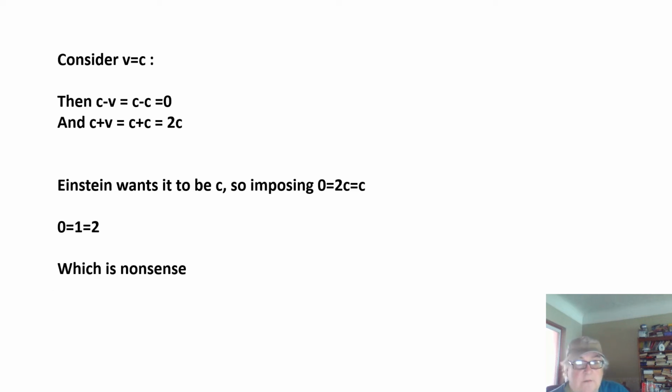So consider v equals c. Then c minus v equals c minus c equals 0, and for the case of c plus v, that equals c plus c equals 2c. Whereas Einstein wants it to be imposed that it's c. So imposing c on this, he's saying that 0 equals c, and what you can get from that is 0 equals 1 equals 2, which is nonsense.